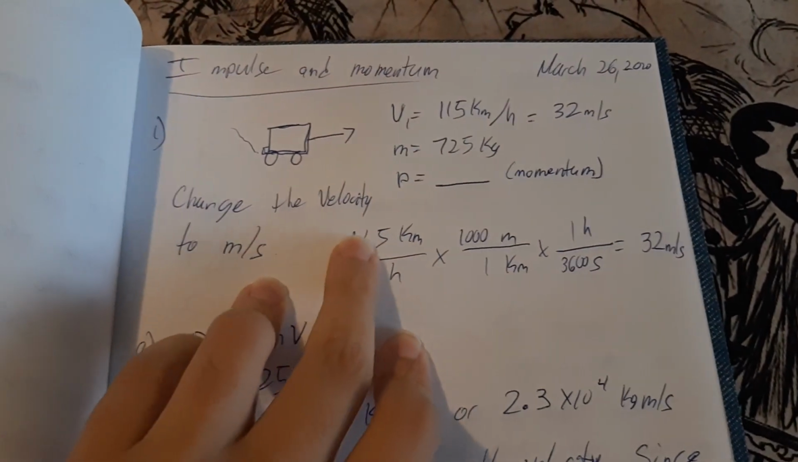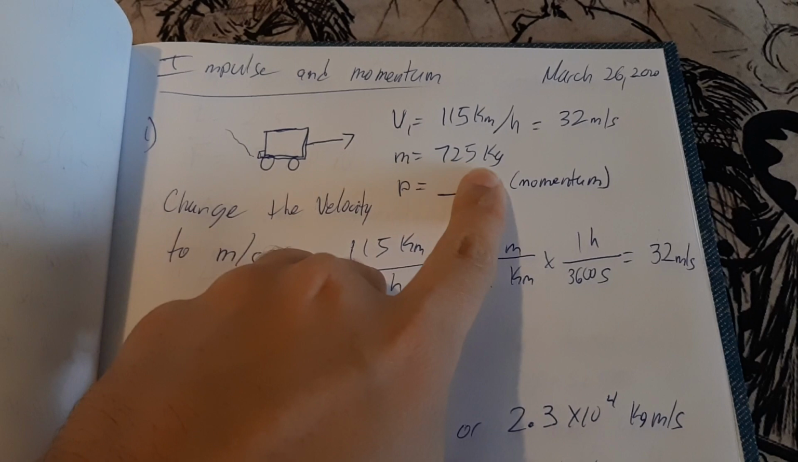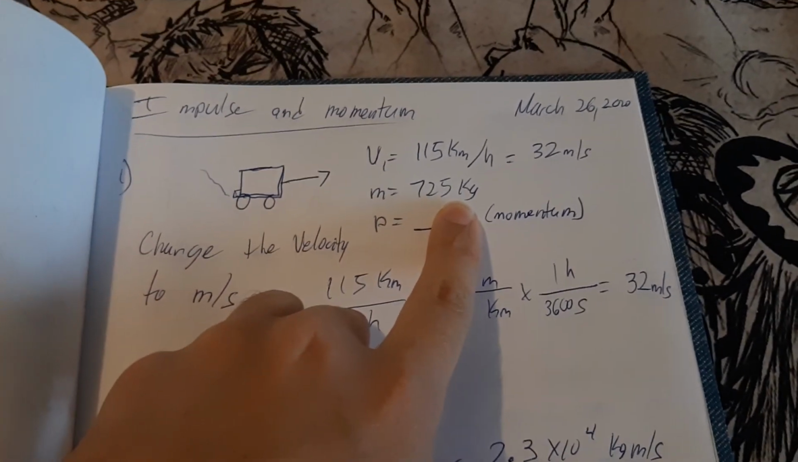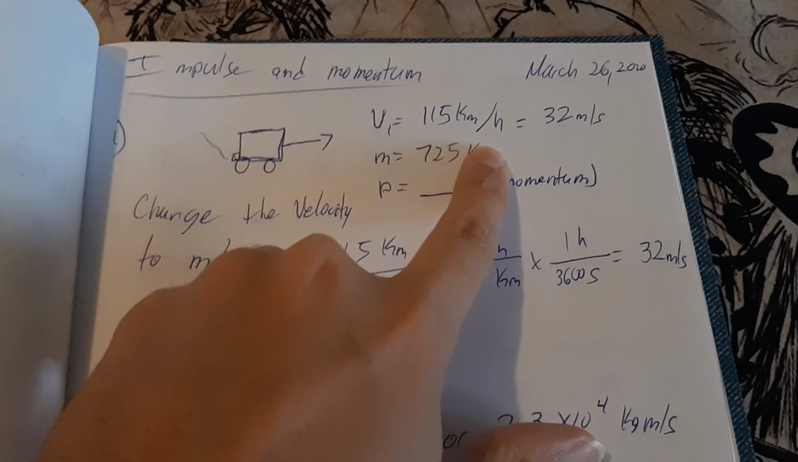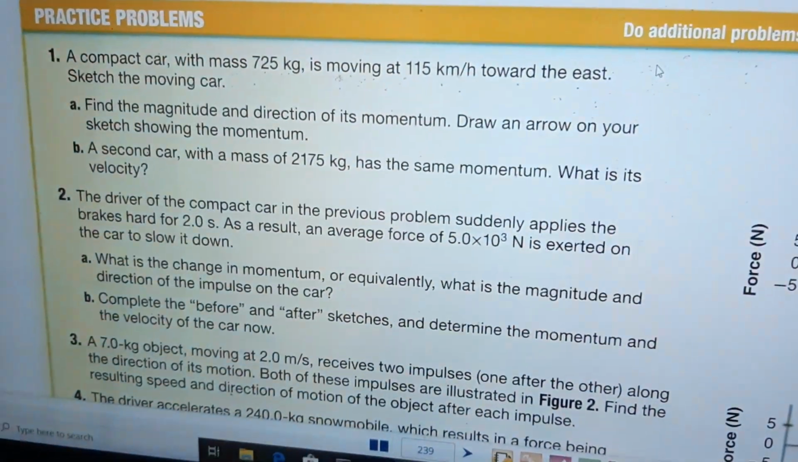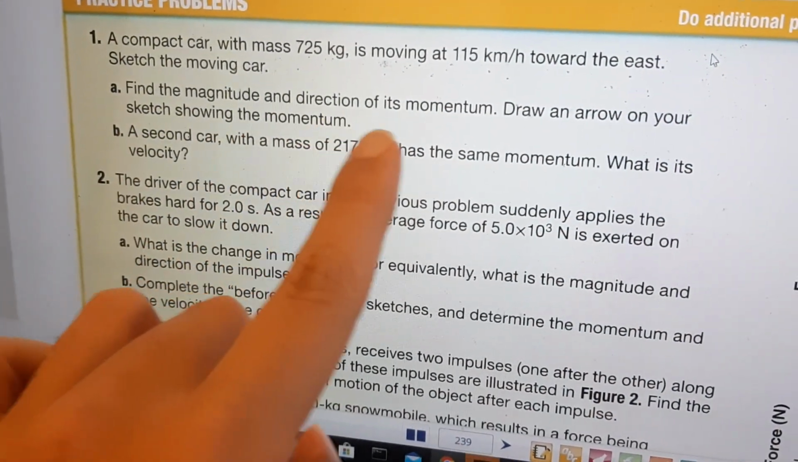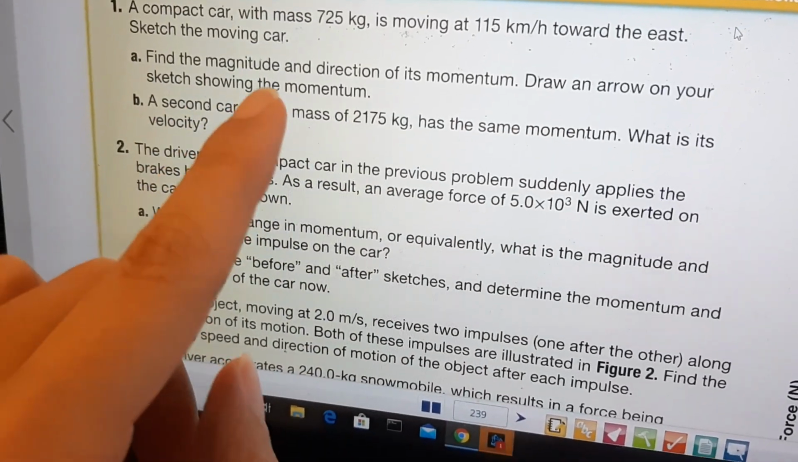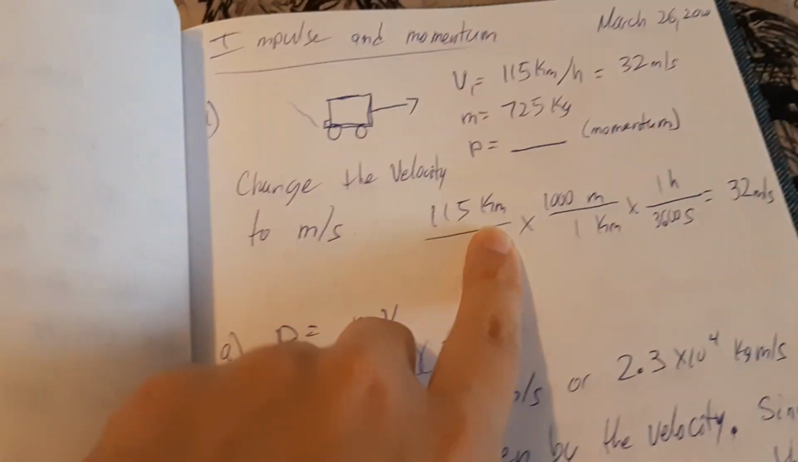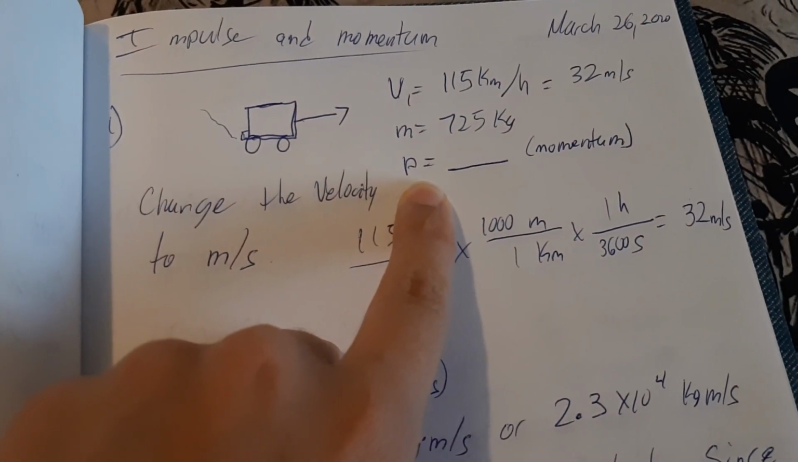All right? And it tells us that we have a mass of 725 kilograms. The problem tells us this. And the velocity is 115 kilometers per hour. All right? Now, it also tells us to find the magnitude and direction of its momentum and draw an arrow on your sketch showing the momentum. All right? So remember that momentum is identified with the variable p.